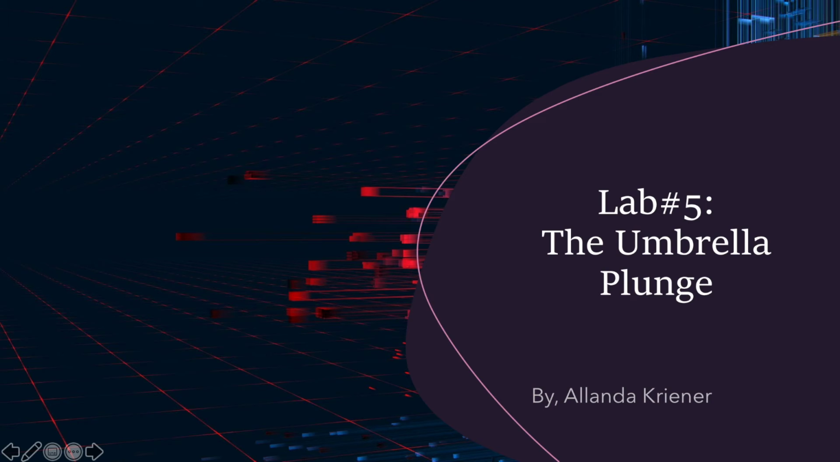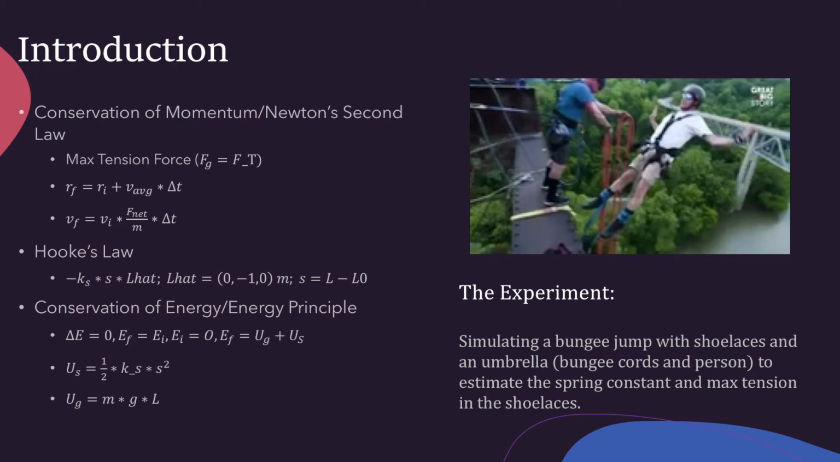My name is Alanda Kriener, and this is my lab number 5 Pick Your Own Adventure called the Umbrella Plunge. In this lab, I attempted to simulate a bungee jump with an umbrella and shoelaces in order to calculate the spring constant in the laces and the max tension at the bottom of the fall of the umbrella, where the force of gravity equals the force of tension, aka the spring force.